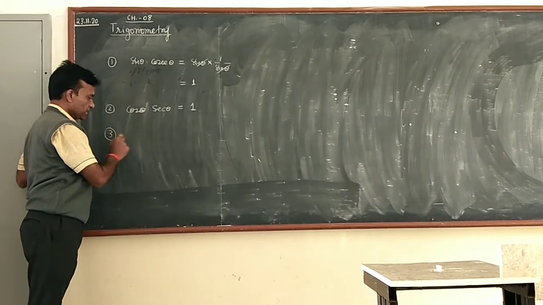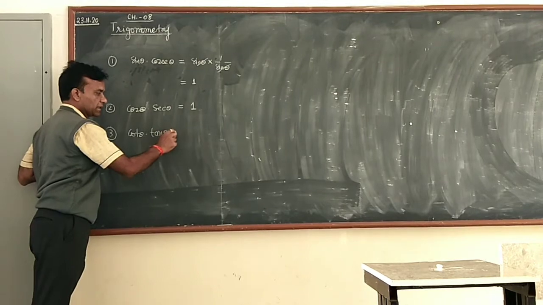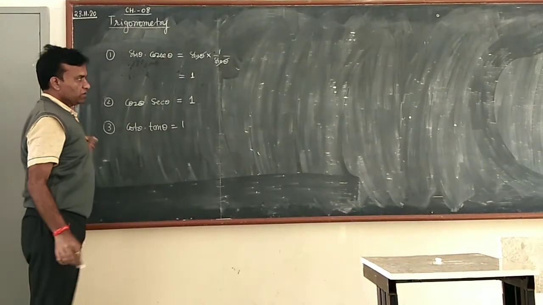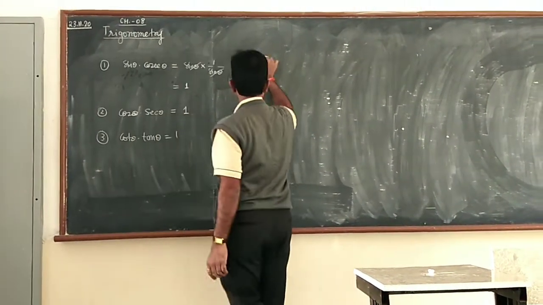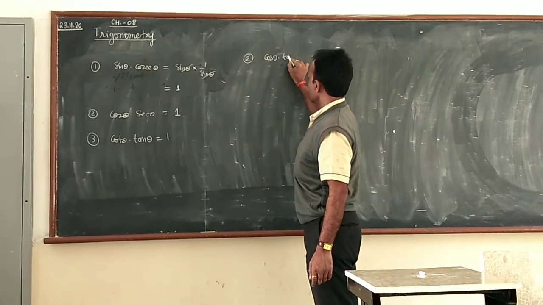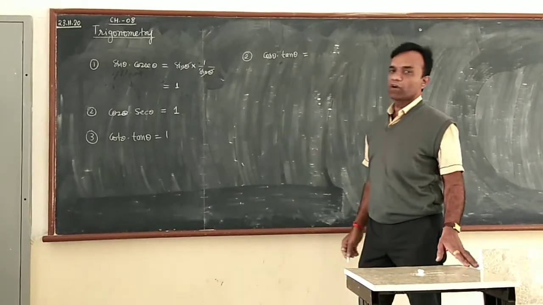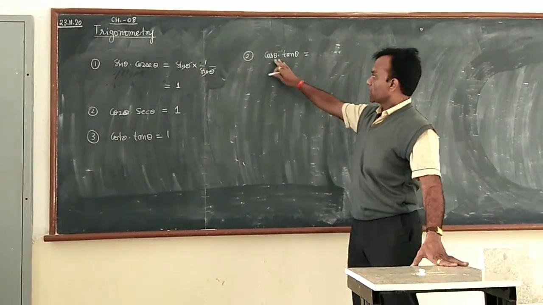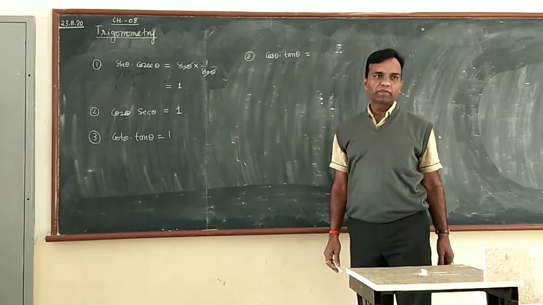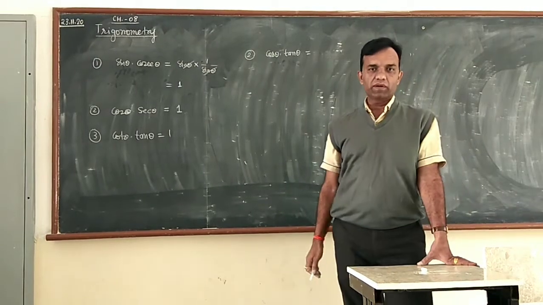And third is cot theta into tan theta, again 1. But now with a different form, like cos theta into tan theta. What is the resultant term now in the simplest form? Cos theta into tan theta equals what? Because tan theta has two formulas, 1 by cot and sin by cos.